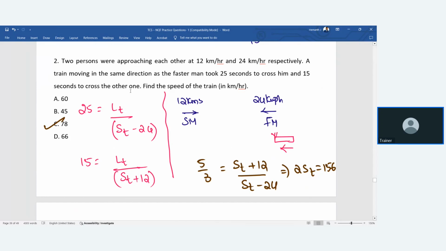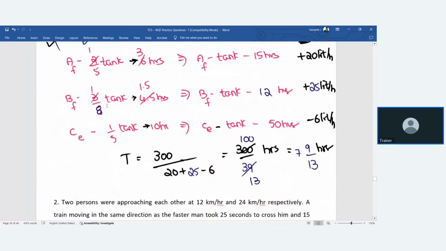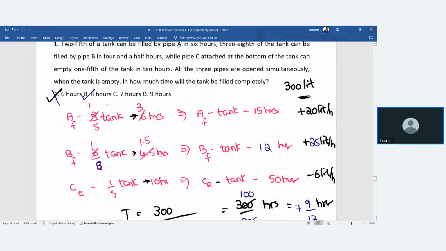So when the train is crossing a man, it's like relative speed. The man is also moving, the train is also moving, but here it is the same direction. But for the slower man, it's the opposite direction. Why, sir? Two persons are approaching each other. For one person the train is in the same direction, which means for the other person, automatically the train will be in the opposite direction. Opposite direction we have to consider. Got it? Okay. First question, time and work. Now this is related to time and distance.